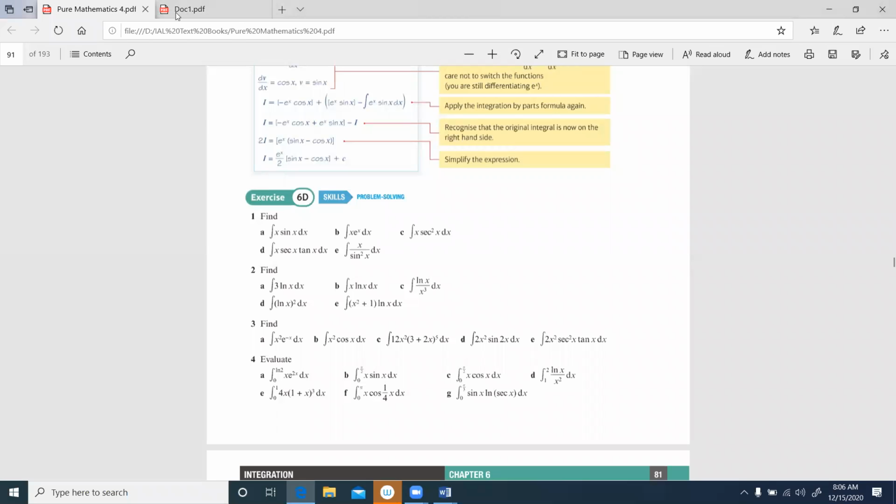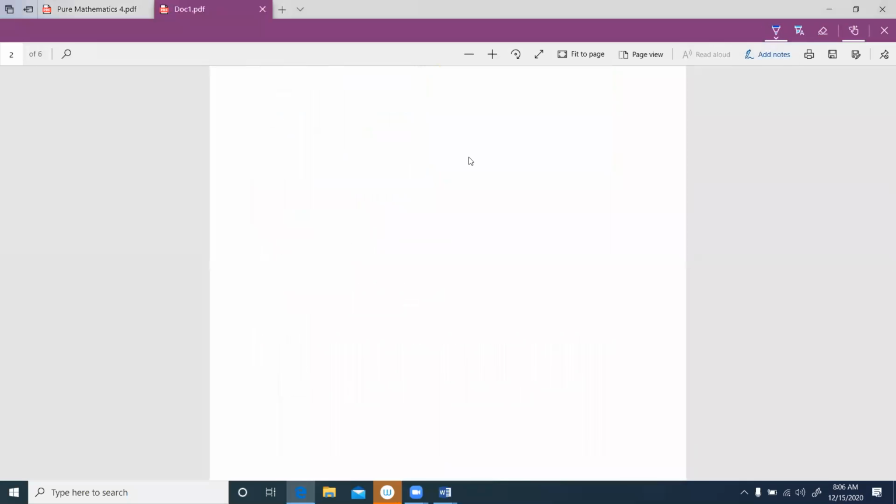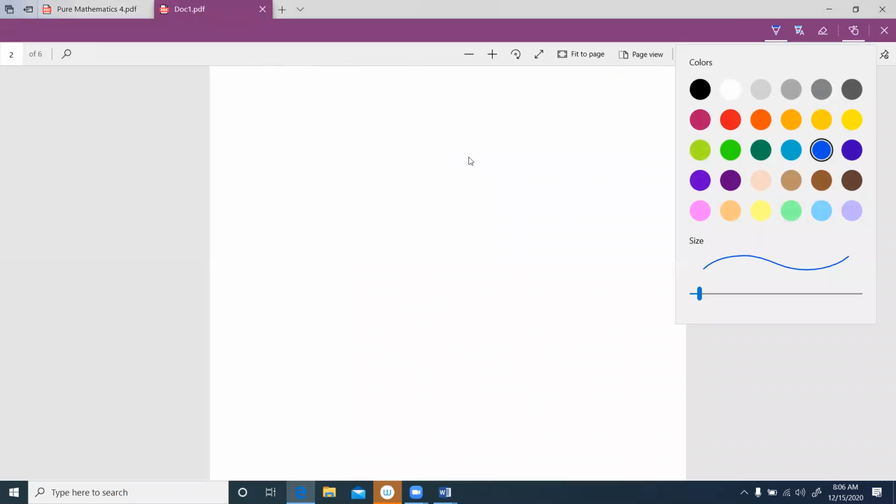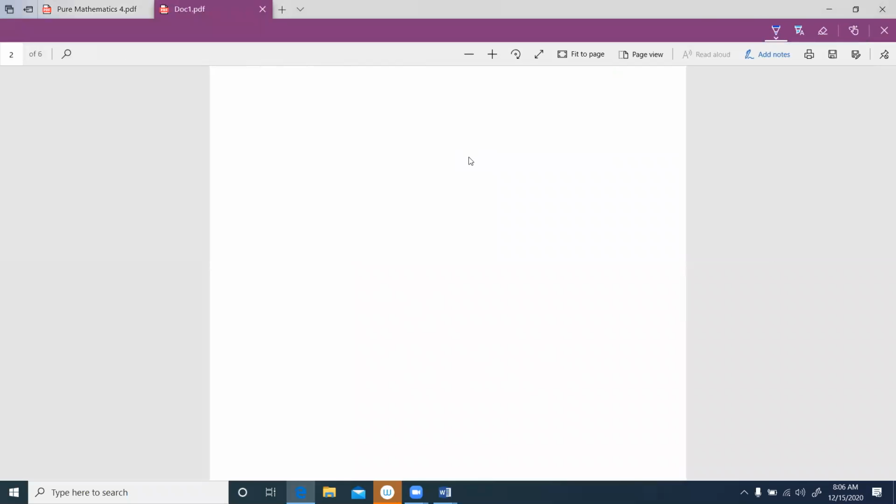Exercise 60, question number one, part A. We need to do the integration for x sin x. The question is to work out for x sin x.